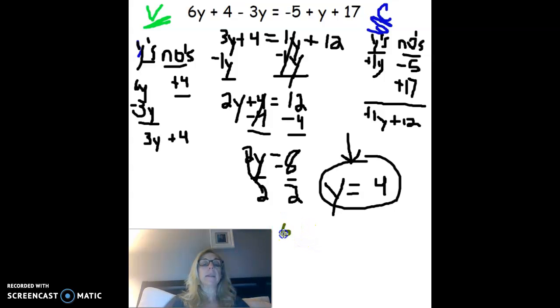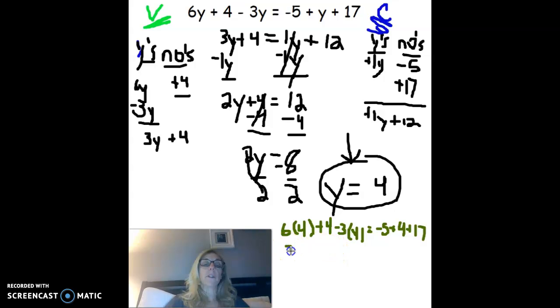I have 6 instead of y. Remember, I now know what y is. So 6 times 4 plus 4 minus 3 times 4, because I now know my y value is 4, should equal, oh boy, this is very sloppy, -5 plus, oh, what's y? Oh, it's 4. So I'm substituting it in, plus 17. And I'm trying to squeeze it into this picture.